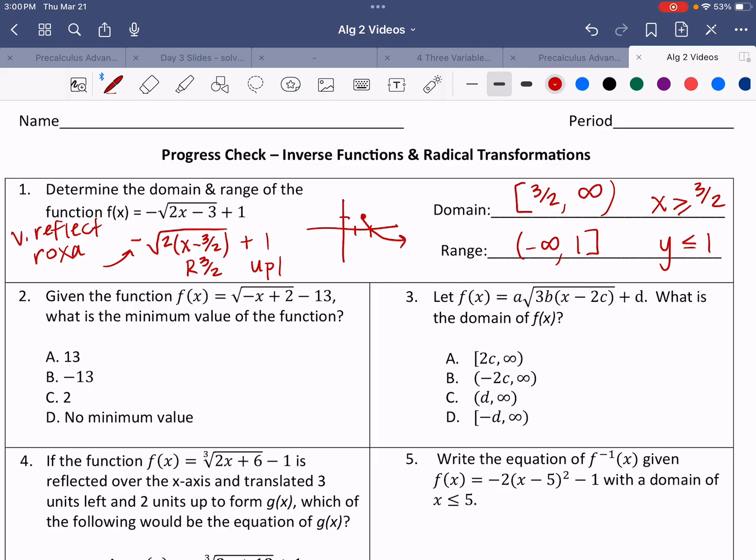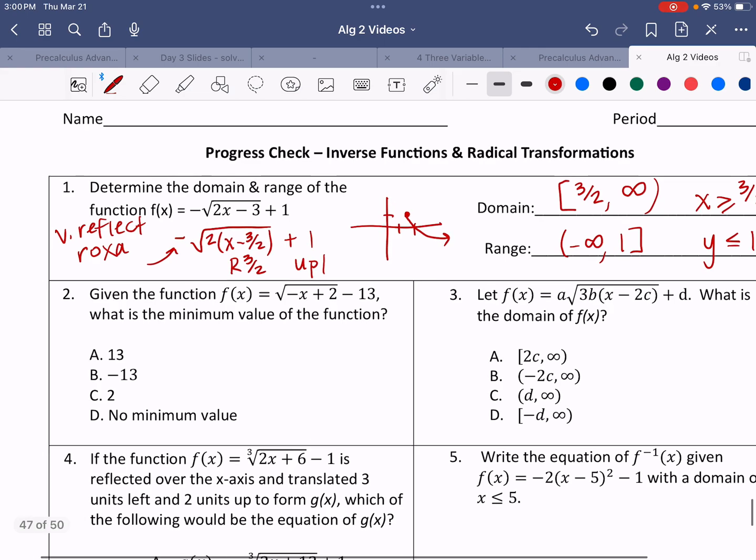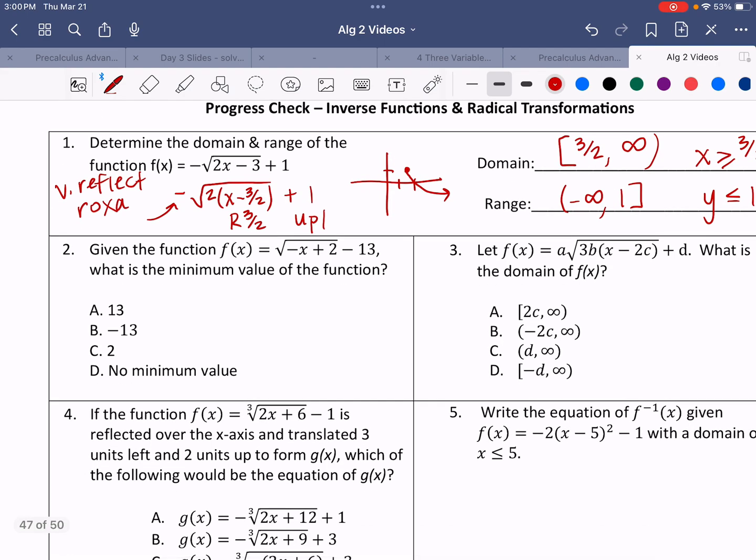Okay, number 2. Given the function f of x equals the square root of -x plus 2 minus 13, what is the minimum value of the function? So that means what is the lowest y value? So let's take a look at the transformations. I would still have to factor a negative from this problem. So I can see that it's negative x minus 2 minus 13. This is shifting down 13, right 2, and reflecting over the y-axis.